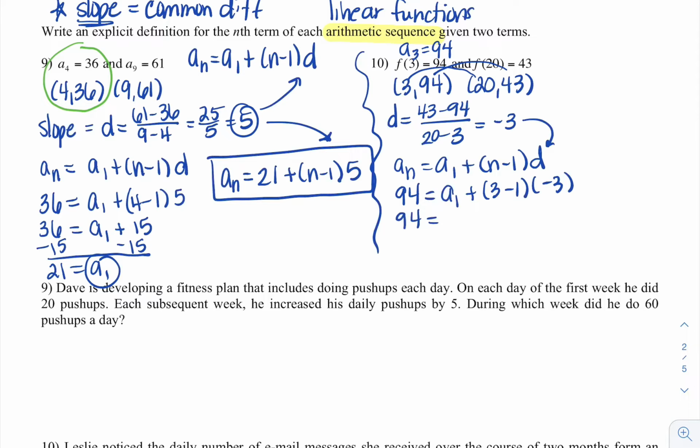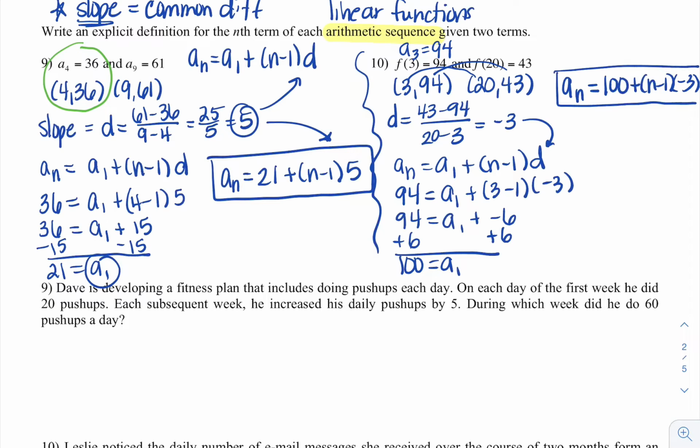Should be a relatively simple equation after you plug in. So our a1 gets added to negative 6. And when I add 6 to both sides, I find out that 100 is my first term. So if I put it all back together, a sub n equals 100, my first term, plus n minus 1 times negative 3, my common difference.